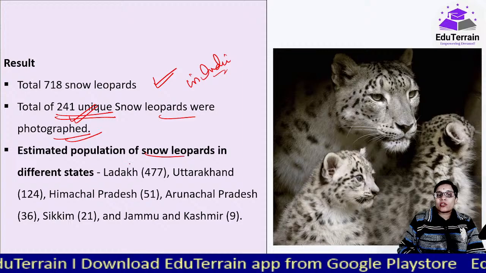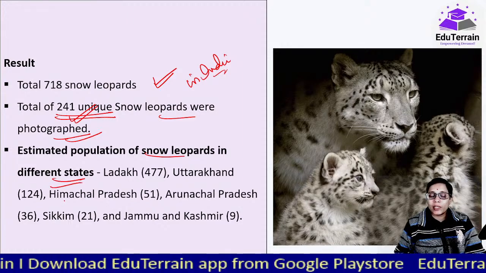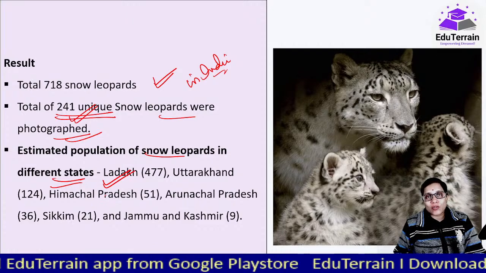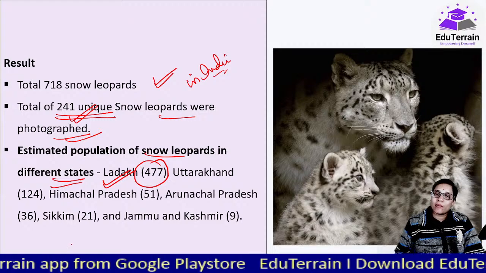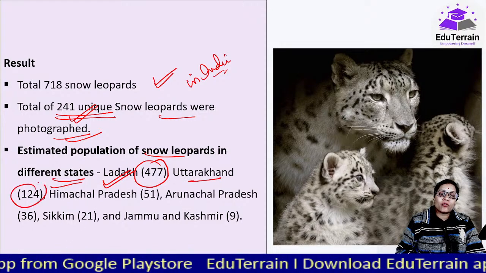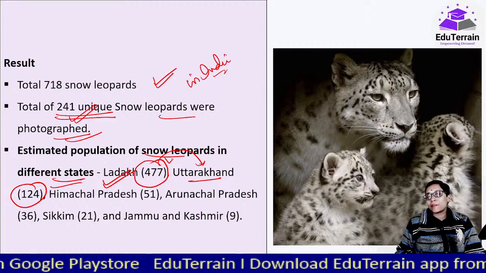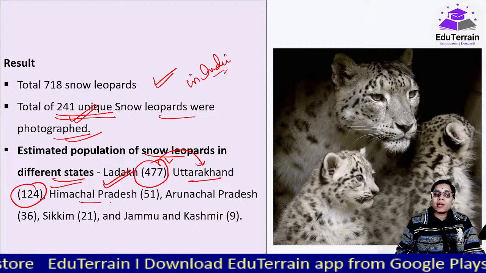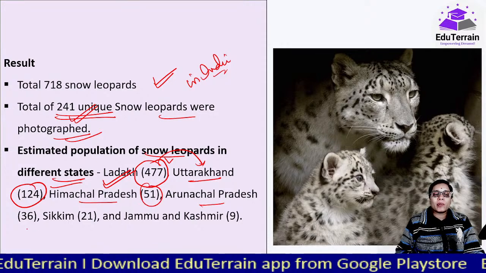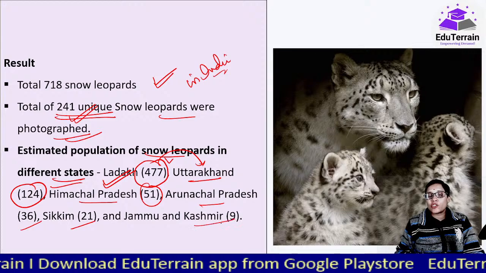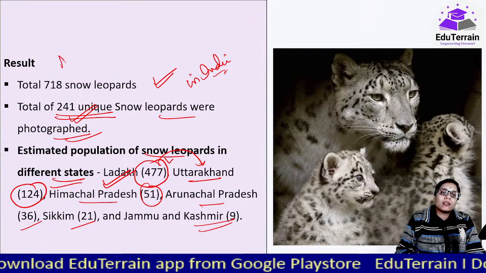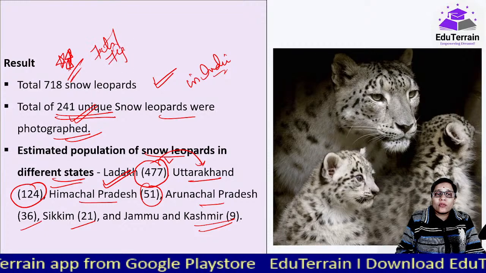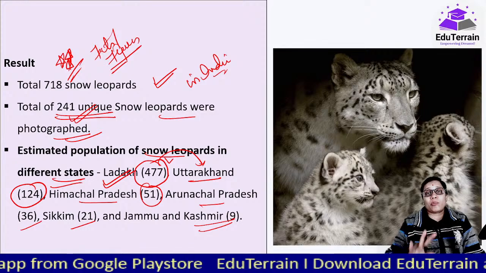And the estimated population of snow leopards in different states include, here Ladakh is the first, number one in population of snow leopards with 477. Uttarakhand with 124. See, there's a lot of gap between them. Himachal Pradesh it is 51, Arunachal Pradesh it is 36, Sikkim 21, and Jammu and Kashmir 6. So these are the most important facts and figures for you to remember from this report.